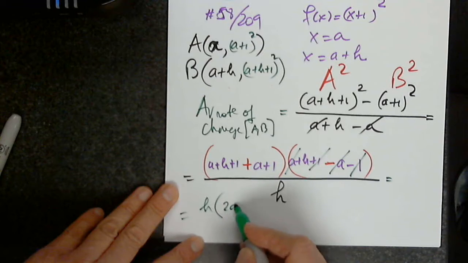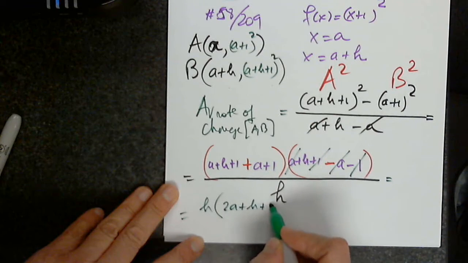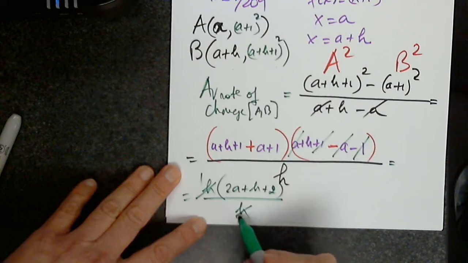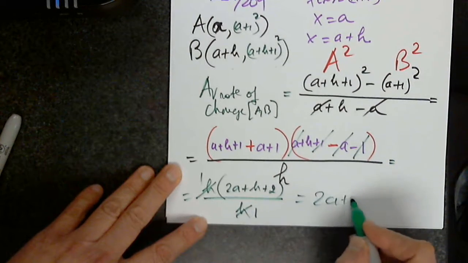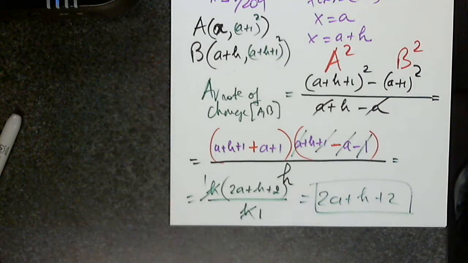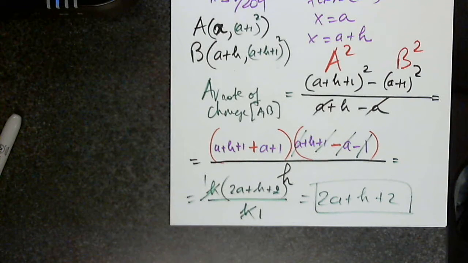So in parentheses 2a plus h plus 2 divided by h. Simplify h, please write 1, and then 2a plus h plus 2 is the final simplified form. And that will be the average rate of change. And actually is the difference quotient. Okay.